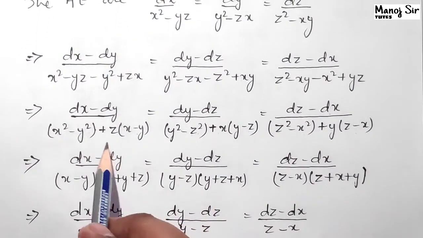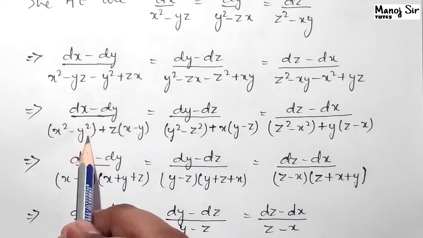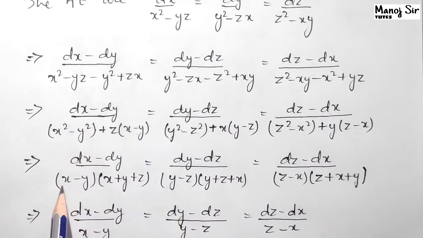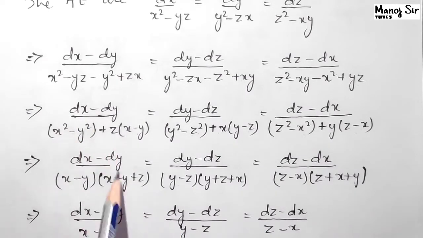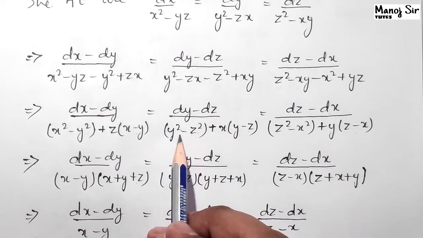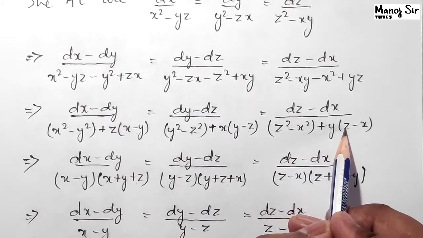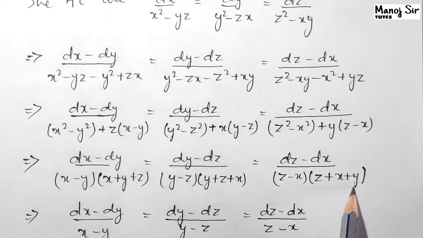In the next step, x square minus y square means x minus y times x plus y. So we can take common x minus y. If you take x minus y common, what is left? That is x plus y plus z. Here again, if you take y minus z common, what is left? That is y plus z plus x. Here again, if you take z minus x common, what is left? That is z plus x plus y.